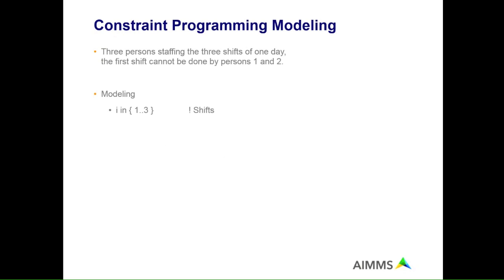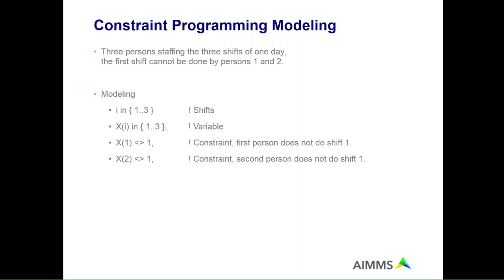So there are 3 shifts, and there are 3 variables, each having the values 1 to 3 being a shift. The first person cannot do shift 1, as can the second person, and of course they all have to staff different shifts. So these are the constraints and the variables of that very simple problem.